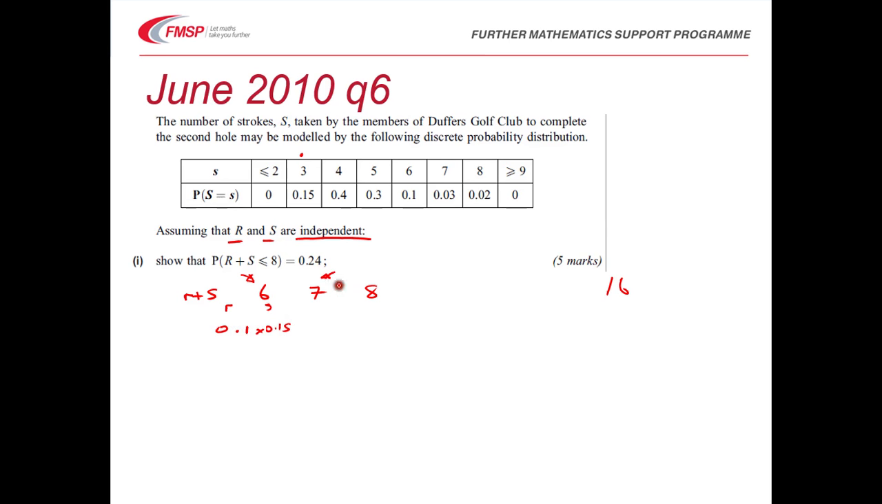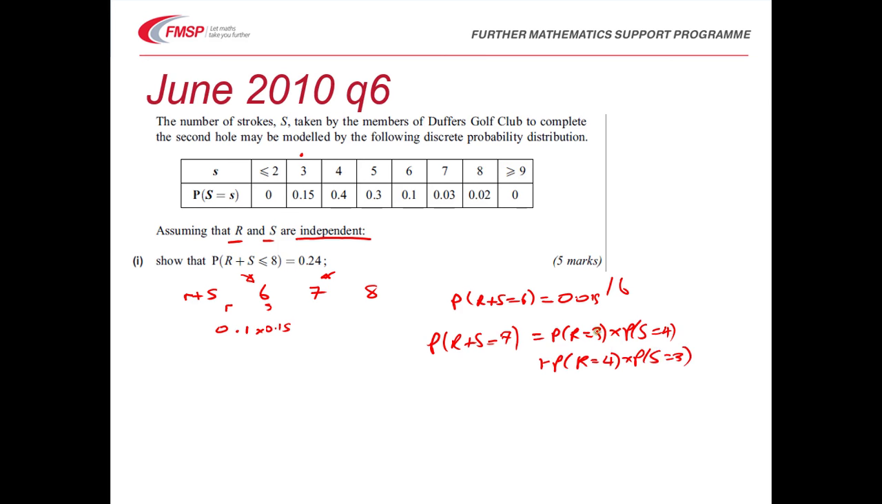Now to get a score of 7, there's actually 2 ways of doing this. Okay, I'm going to split this off now. So R plus S equals 6 is 0.015. Now, to get 7, there are actually 2 ways of doing this. It's the probability that R is equal to 3 times the probability that S is equal to 4, plus the probability that R is equal to 4 times the probability that S is equal to 3. And again, we can only do this because we're told that they're independent. So this is 0.1 times 0.4 plus 0.2 times 0.15 from the previous table, which gives me 0.07.